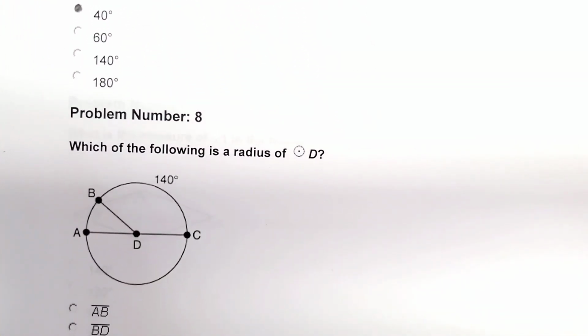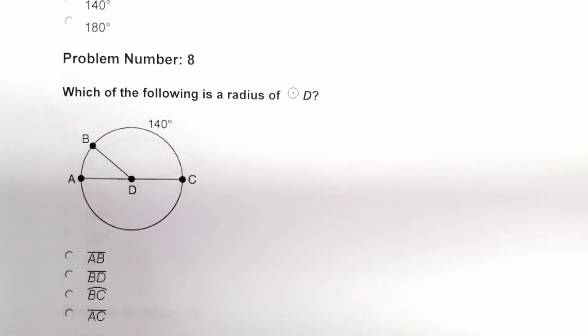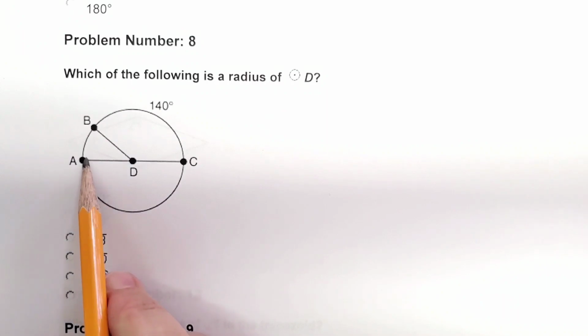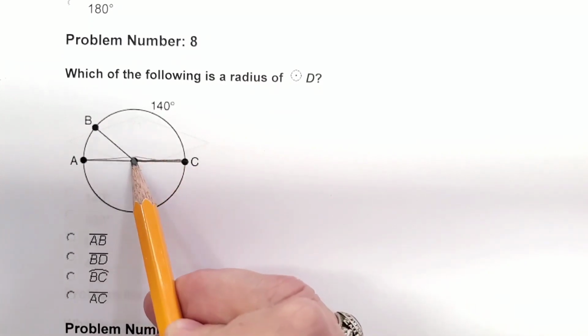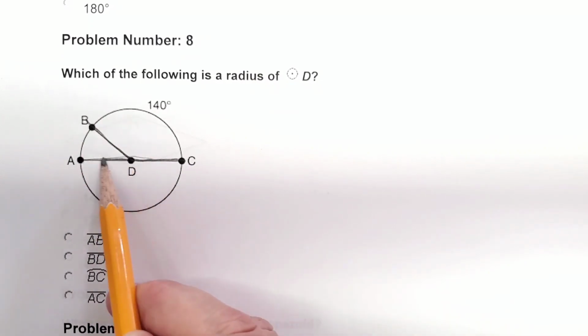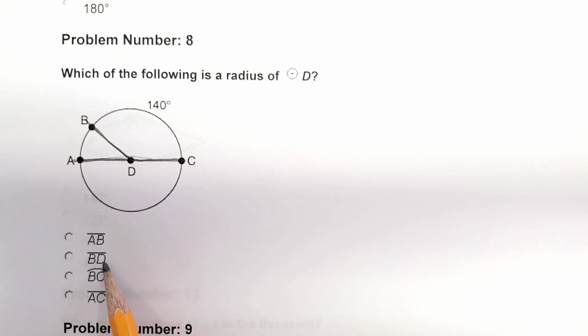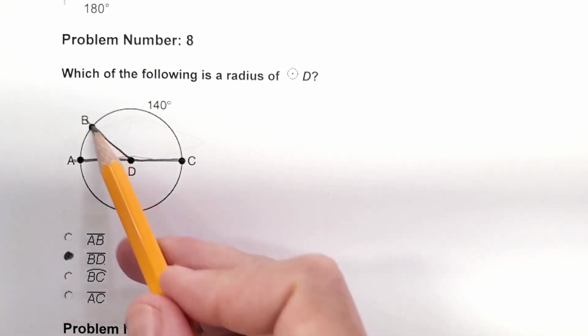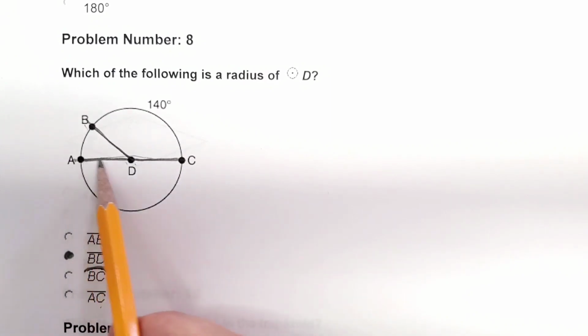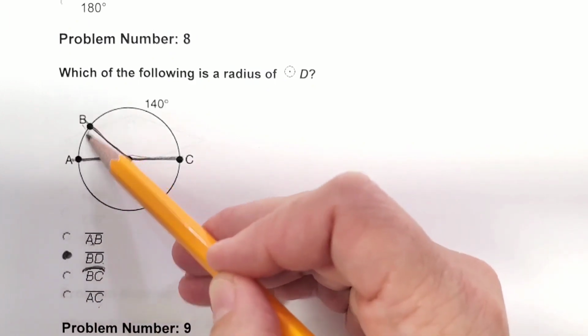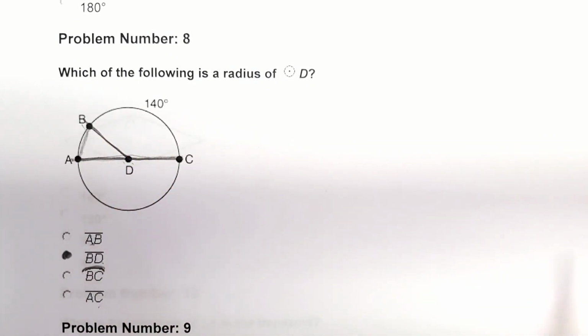Problem number 8. Which of the following is a radius of circle D? A radius, remember, it doesn't go, this is the diameter, it goes all the way across. Radius will only go halfway. So DC is a radius, DB is a radius, DA is a radius, and you could also call it BD. Since we're not identifying a ray, you could say BD or DB there, okay? This would not be a radius, it's an arc. AC is a diameter, and AB connects these two points, so it's not a radius.